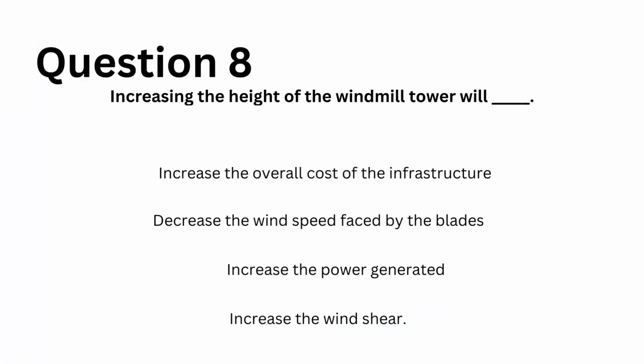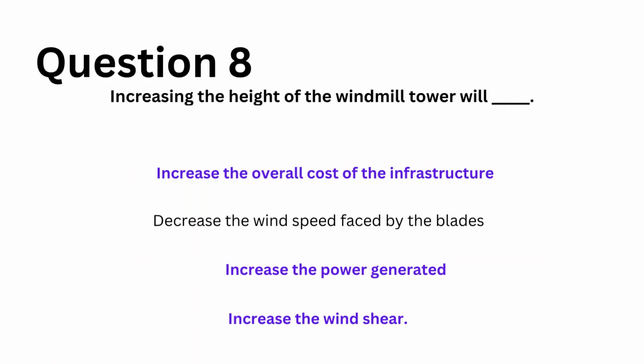Question 8. Increasing the height of the windmill tower will dash. Options: increase the overall cost of the infrastructure, decrease the wind speed faced by the blade, increase power generated, increase wind shear. And the right answer is: increase the overall cost of the infrastructure, increase the power generated, and increase the wind shear.